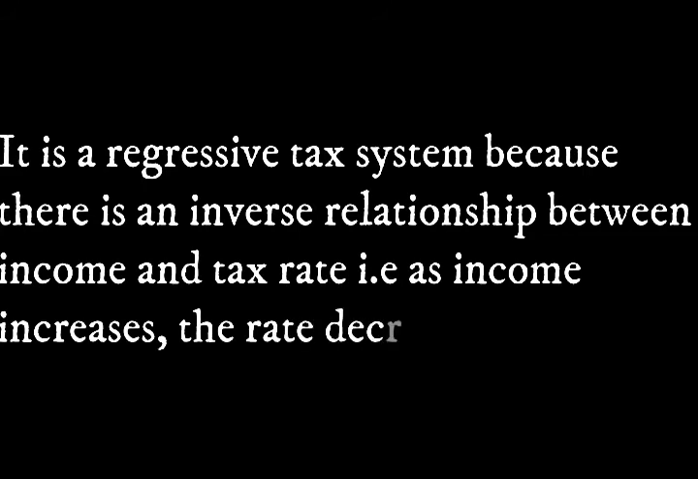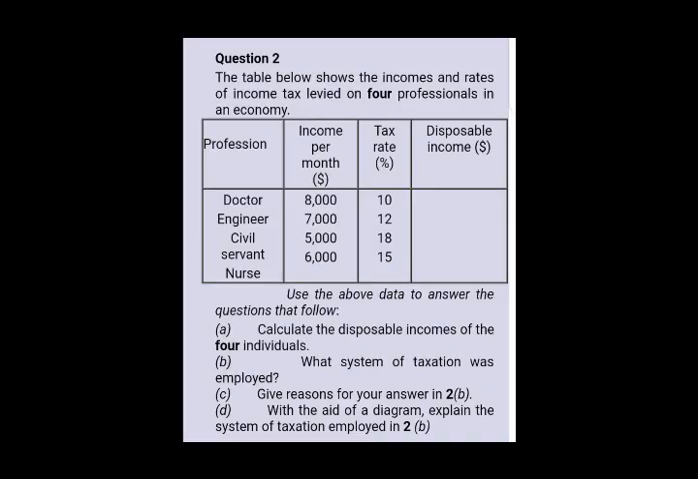So what do they mean by inverse relationship? When you look at the doctor's income, you will find out that his income was $8,000. When his income was $8,000, the tax rate was 10%. But when they got to the engineer, it was $7,000, but the tax rate was increased. So you will see that as the income reduces, the tax rate increases. So which means it was a regressive tax system.